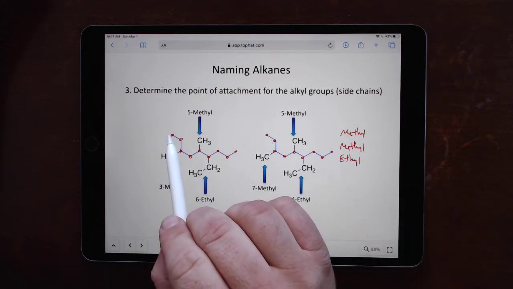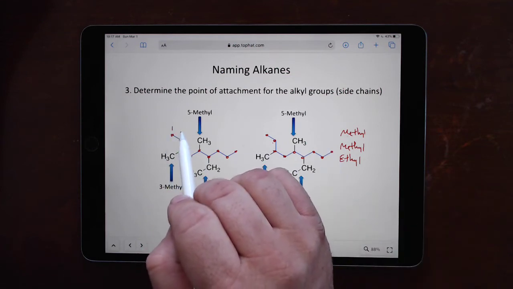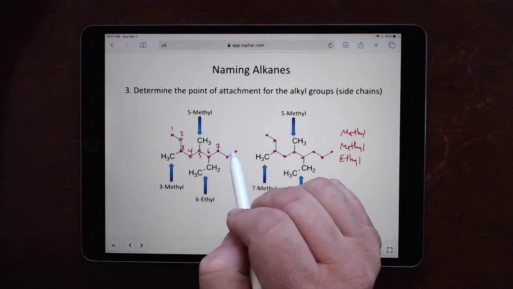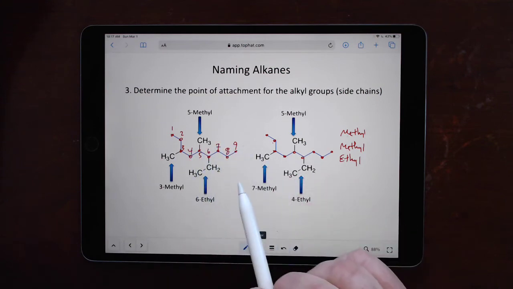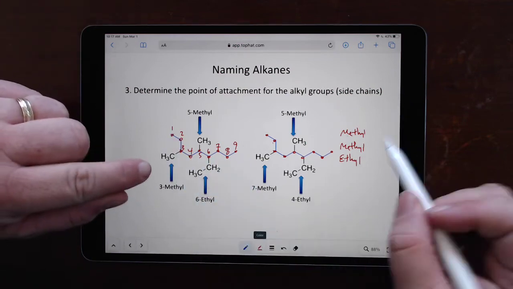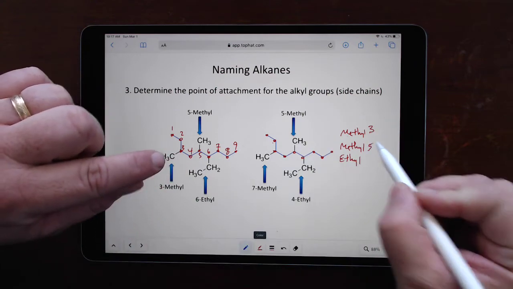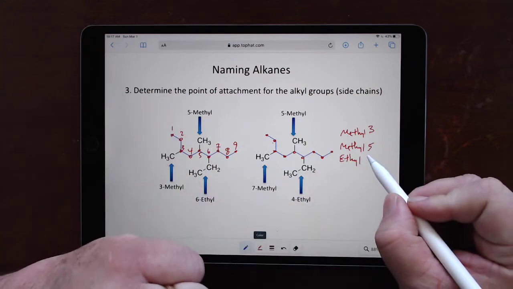If we started at this end, it would be 1, 2, 3, 4, 5, 6, 7, 8, 9. So this methyl group would be hanging off of carbon 3. This one would be hanging off of carbon 5. This one would be hanging off of carbon 6.